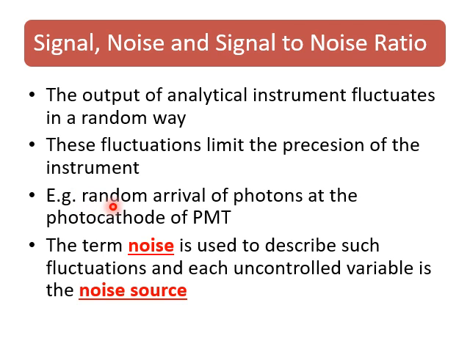This is one of the reasons for noise: the random arrival of photons at the photocathode of a photomultiplier tube. Due to this random arrival, noise is produced. The term noise is used to describe such fluctuation, and each uncontrolled variable is a noise source. There are various sources of noise.